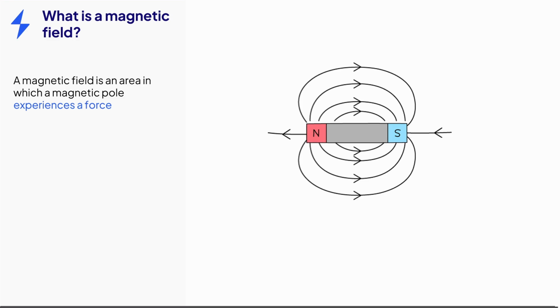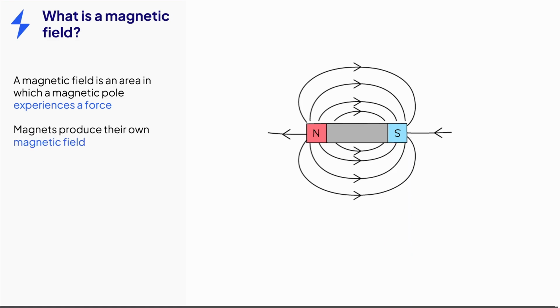That magnetic pole could be a permanent magnet, or it could be the induced pole of a magnetized magnetic material such as iron, cobalt, nickel, or steel. So if we place a north pole into the north pole region of this magnetic field, it will experience a repulsive force. And if we place it in the region of the south pole, it will experience an attractive force.